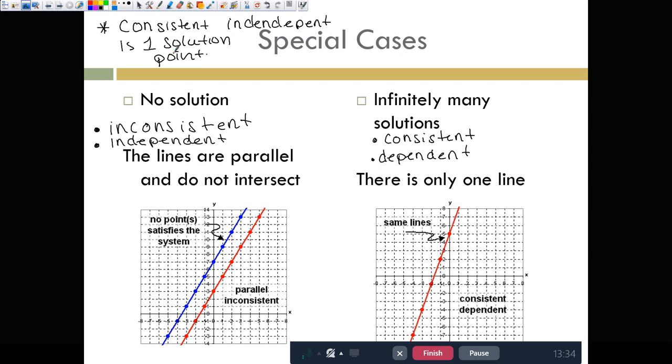However, it is on the first couple questions on homework. So if it has one intersecting point, it's consistent and independent. If they're parallel, then they're inconsistent and independent. And if it's one line, then they are consistent and dependent.